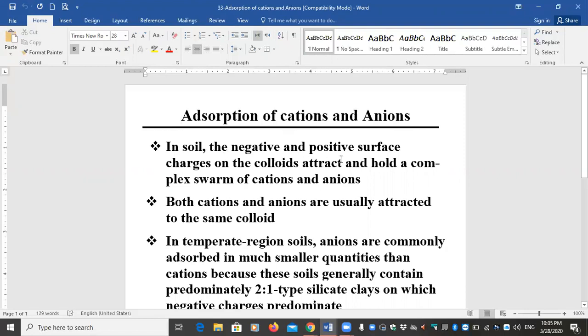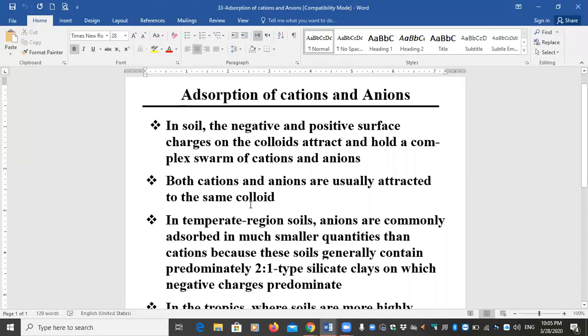In soil, the negative and positive surface charges on the colloids attract and hold a complex swarm of cations and anions. Swarm, a large group close together. Both cations and anions are usually attracted to the same colloid. So that means the same colloid can have positive and negative charges, so it can attract cations and anions at the same time.